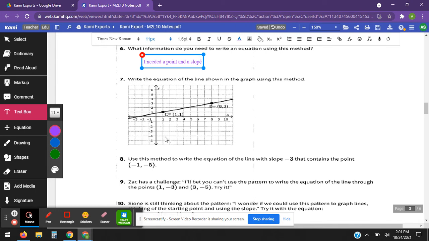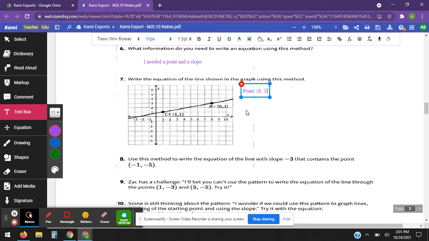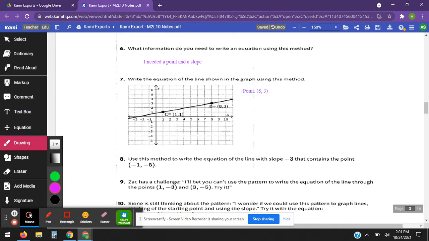So using this information, I should be able to write the equation of this line right here. So let's see. My point, I'm going to use 8 comma 3. Okay, so I have an x and y value. And then my slope is, let's solve for it. I need to subtract my y's over my x's. So 3 minus 1 over 8 minus 1 equals 2 over 7. So my slope is 2/7.